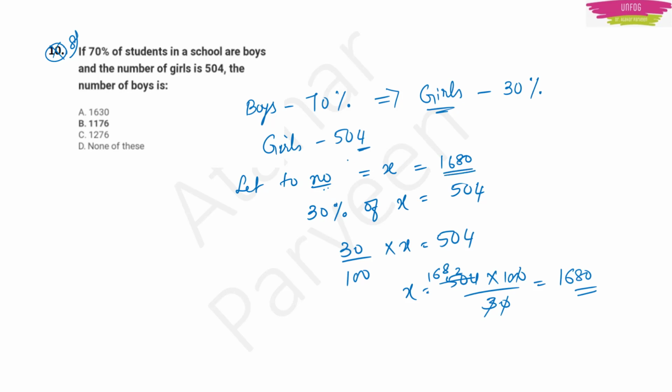Total number of students I know. Total number of girls I know. Now I can find the total number of boys easily, right? What will I do? I will subtract: 1680 total minus girls 504. I will do subtraction. I'll get 1176. So this will be the number of boys in that school. Okay. So option B will be the right answer.